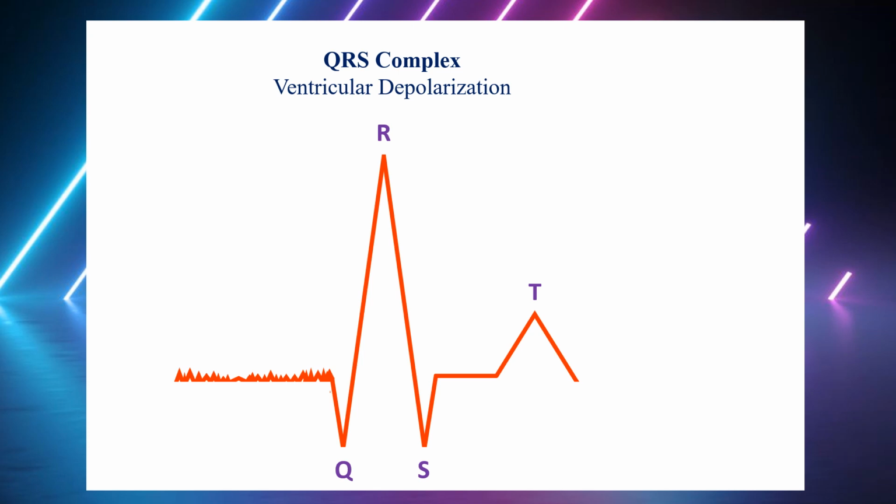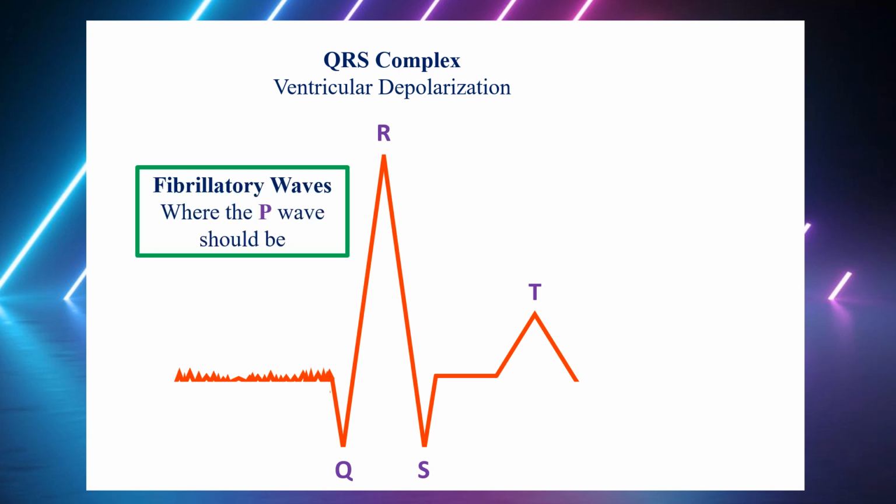We've marked the QRS complex here, which indicates ventricular depolarization. And this is important because this is when the ventricles are depolarizing, putting out a shock, squeezing, and hopefully pushing blood forward. But I see here there are fibrillatory waves where the P wave should be.